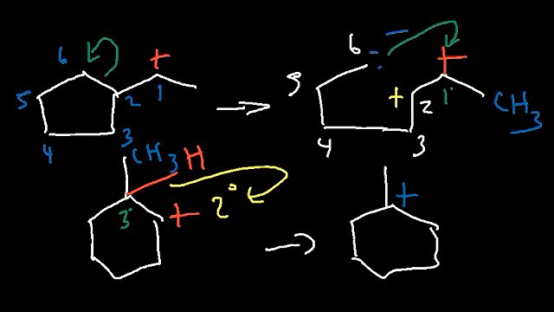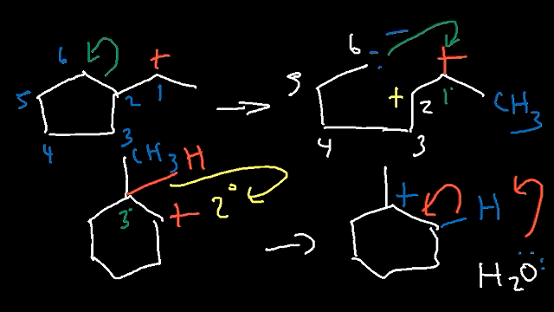So what's going to happen now? At this point we can form the alkene. So water is going to act as a weak base and it's going to grab the hydrogen that's adjacent to the carbocation. That's 1 carbon away. And so we're going to get the alkene. And so our final product looks like this.